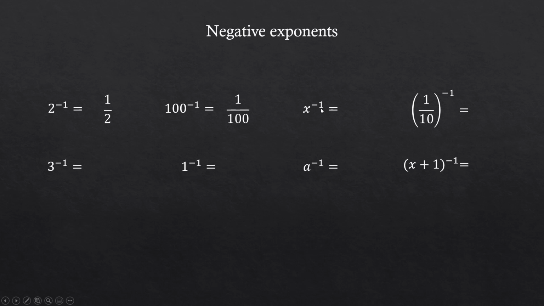What should x to the power of negative 1 be, assuming x is just some number? Of course, it should just be 1 over x. So if the exponent is negative, you just have to flip the number. Then how about 1 over 10 to the power of negative 1? So 10 has already been flipped, you have to flip it once again. So that should equal 10.